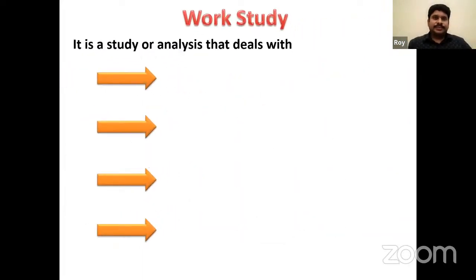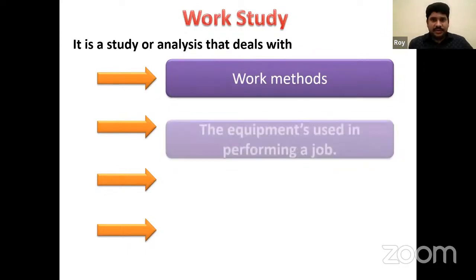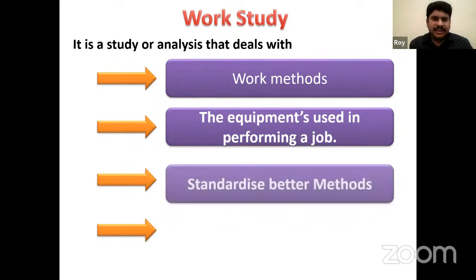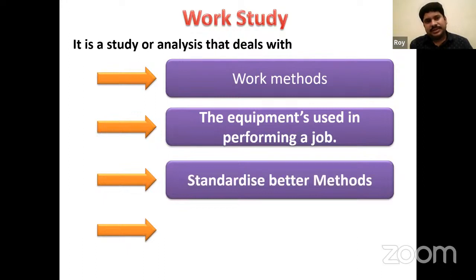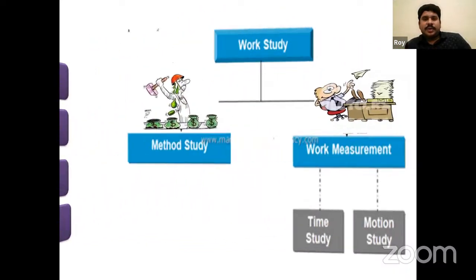Let's see what it deals with. First, work methods: what type of methods you will use to complete the work. Second, it also deals with the equipment used in performing a job: what type of equipment you are using. Unless you know the work, you may not understand what kind of equipment you will be using. Third, standardize better methods. If a method is good and going on well, you will standardize it. And fourth, an efficient way of utilizing the available resources. If you have good clarity on that, definitely you will use them in a proper way.